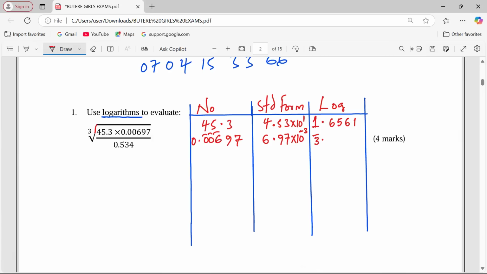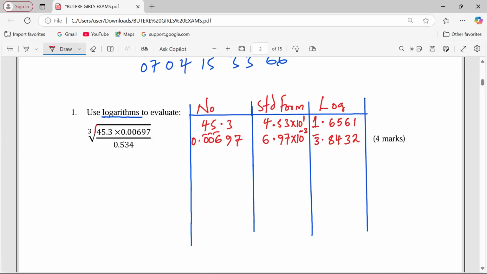Remember, this is not -3. When it comes to the logarithm, it's bar 3, meaning that the negative is strictly on 3 alone and not on the whole logarithm. So now I read the log of 6.97. This gives us 0.8432.